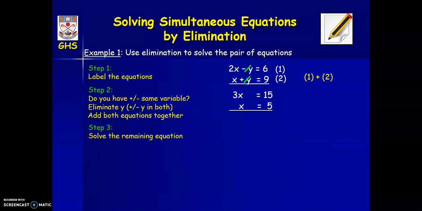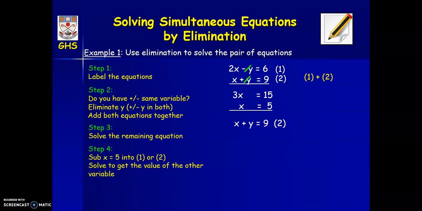We now need to find the y coordinate of the solution. So what we do now is we substitute x equals 5 into either equation 1 or equation 2. This is for you to decide. You just choose which one looks easiest to use. So I'm going to use equation 2.